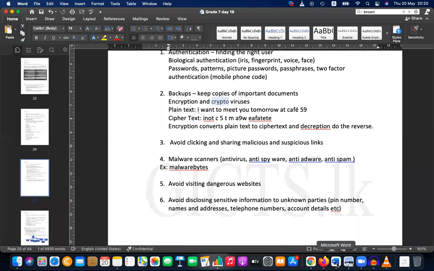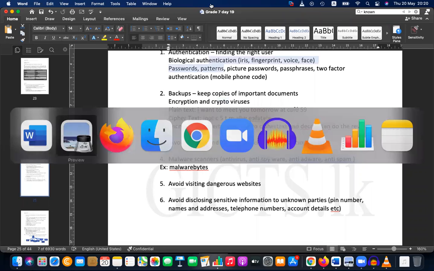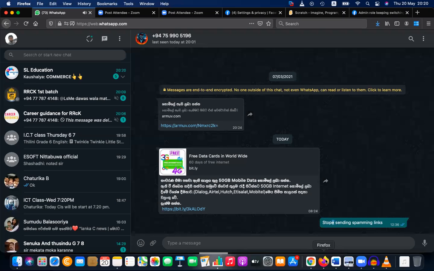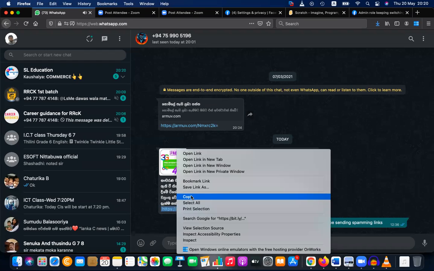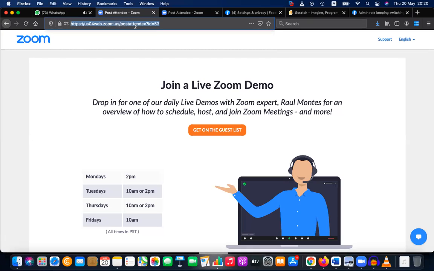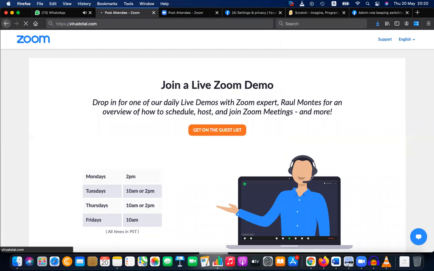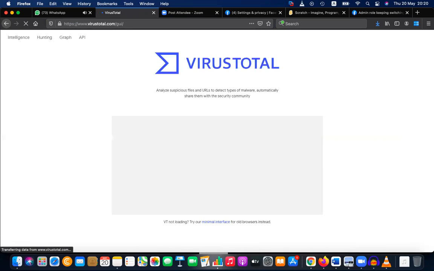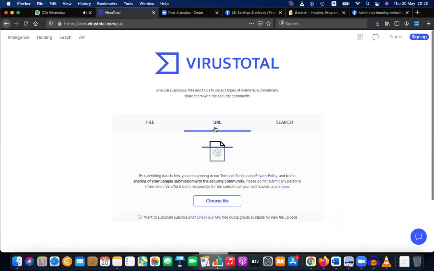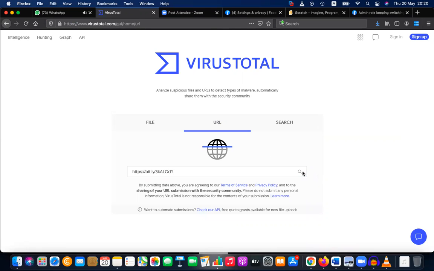Don't do that. Okay, then malware scanners. You can use antivirus, anti-spyware, anti-adware, anti-spam, Malwarebytes-like tools to scan your computer. If a link is suspicious, like this link, I can scan this. I can copy the link, but don't open it. Copy the link, and then go to a website called virustotal.org, go to the URL and check this.